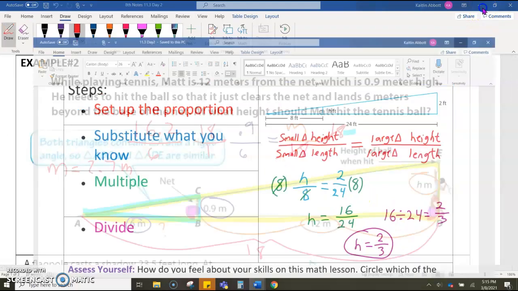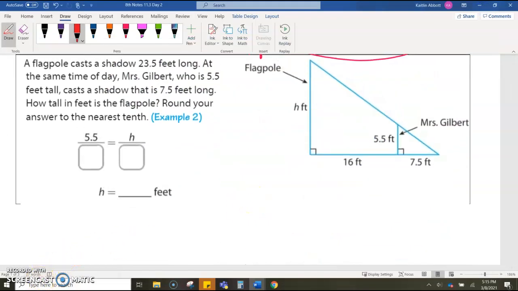Okay. Let's go back. We're going to do one more, hopefully, together. Yep, we can do one more. Okay. So it says a flagpole casts a shadow of 23.5 feet long. At the same time of day, Mrs. Gilbert, who is 5.5 feet tall, casts a shadow that was 7.5 feet long. How tall in feet is the flagpole? Round your answer to the nearest tenth. So that means we're going to be getting a fraction or decimal, guys. So they already started setting up the fractions.